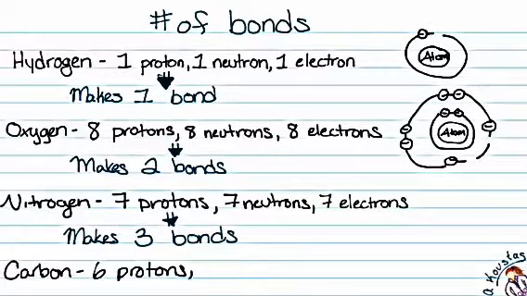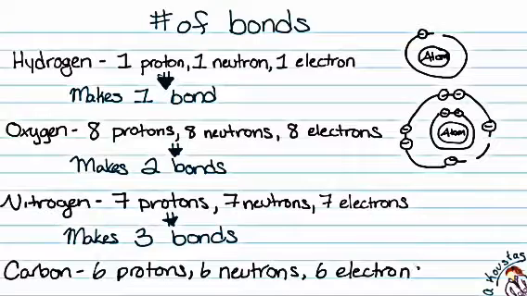Carbon has 6 protons, 6 neutrons, and 6 electrons. 2 in the innermost shell, and the remaining 4 on the outer valence shell. So it's going to want to make 4 bonds in order to fill up the 4 empty spaces in its valence shell.